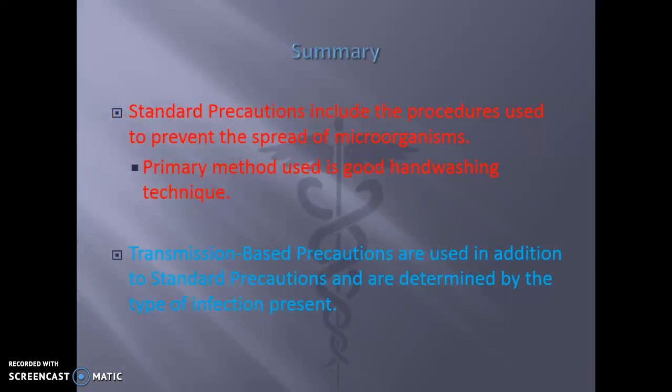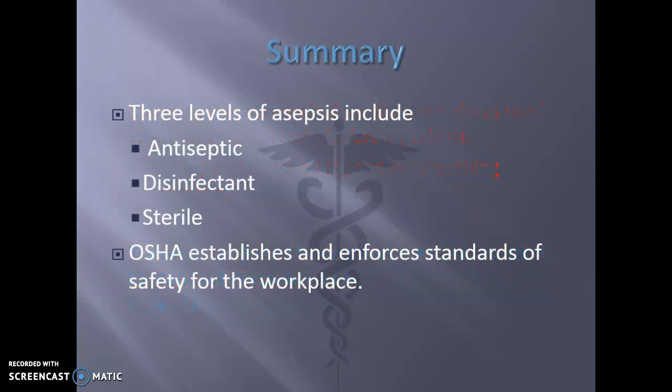So in summary, standard precautions include the procedures used to prevent the spread of microorganisms, but your primary method of disease transmission prevention is always good hand washing. There's 3 levels of medical asepsis. There's antiseptic, disinfectant, and being completely sterile, which is void of any kind of germ or bacteria at all.